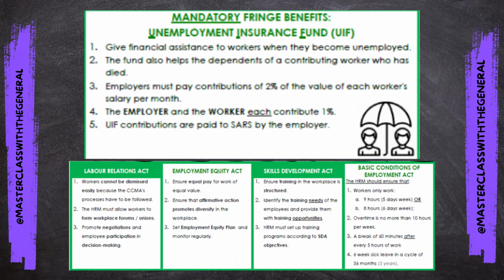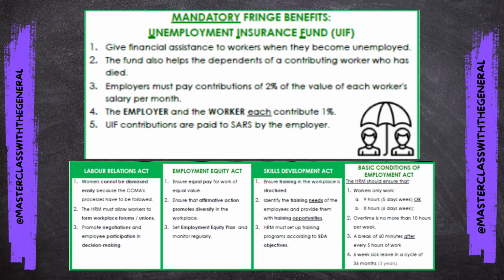That's clear. Number two, the human resources manager must allow workers to form workplace forums and to join or form trade unions. That is a must. That is something the business must do. And when we say the business, we mean the human resources function. So the human resources manager must make sure that employees are allowed to join trade unions, form trade unions, and to form workplace forums. It is their right. Number three, promote negotiations and employee participation in decision making. So these three things that we just mentioned here are ways in which the business can comply. What must the business do to comply with the Labor Relations Act?